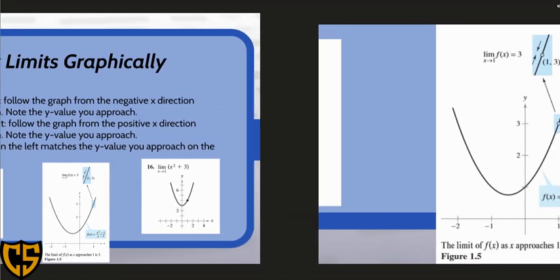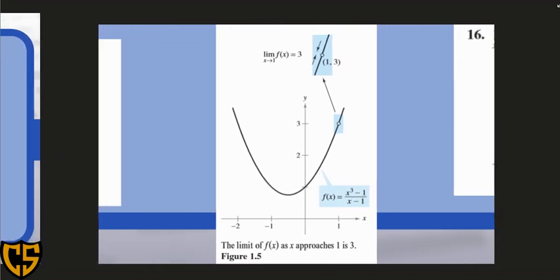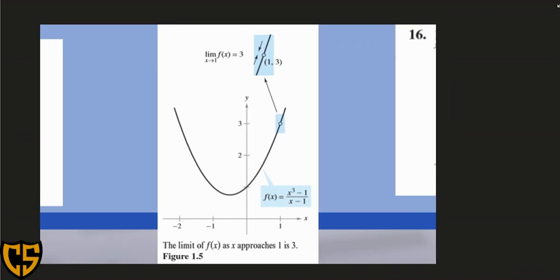For example, you have this. This is not saying that our limit is 3, okay? This is just an example. For example, you have the value that we saw.